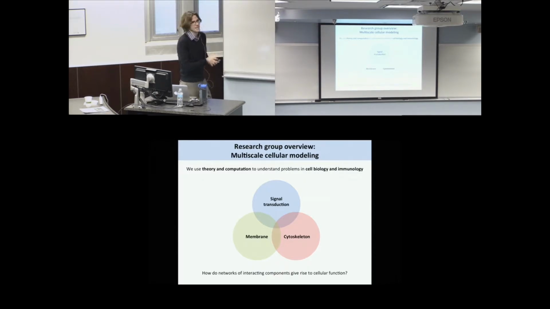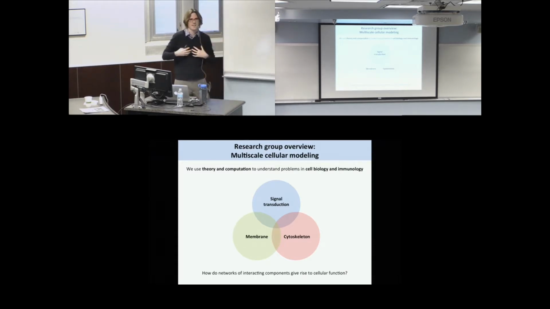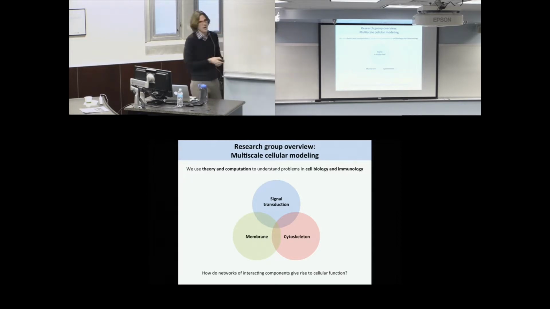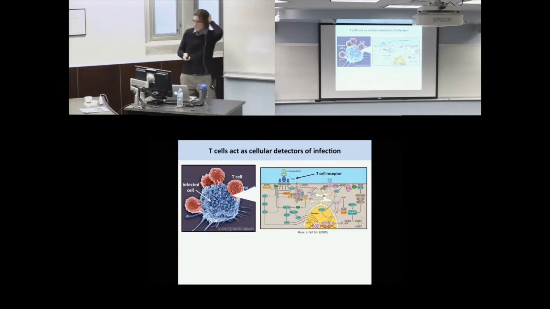We also think about the cytoskeleton, which is the network of biopolymers inside of the cell that gives it its structural integrity and the ability to move. And we also think about the biophysics of membranes, and I'll touch on that at the end of the talk today. And so the general question is how do these networks of interacting components give rise to cellular function? So that organizes how we think about things. Okay, I want to return to this T-cell problem one more time.